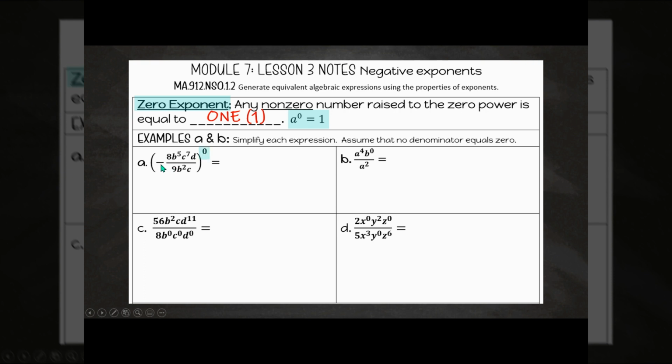So here we have negative 8b to the 5th, c to the 7th, d, all over 9b squared to the power of c. That whole thing, because it's in parentheses, is raised to the 0 power. So that is going to be equal to 1.